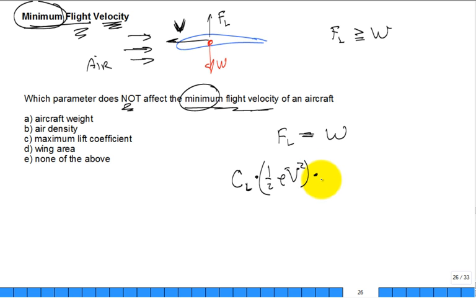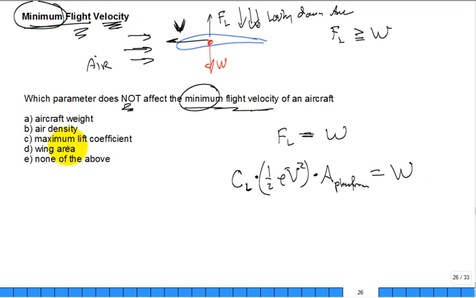It's some area, the planform area. It's the area looking down. The silhouette area, not looking from the direction of the flow, but looking down. Okay. So that is equal to the weight. That's when you'll have the minimum flight velocity.